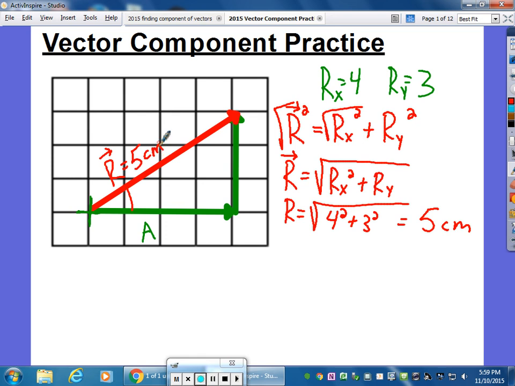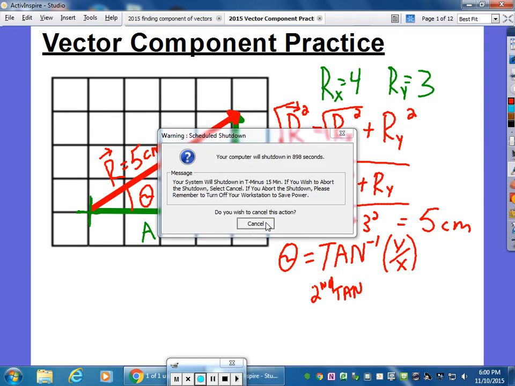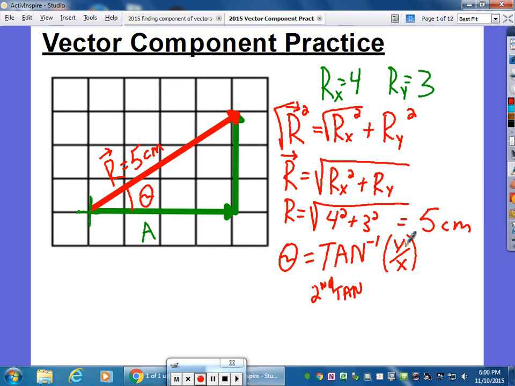And now we're going to solve for the direction of the resultant vector by using another formula, which is theta. So this is the theta value right here, is going to be equal to the inverse of the tan function. So that's second function tan in your calculator. And then you take the y component over the x component. So when you hit second function tan, it's going to open up these parentheses and allow you to put in this fraction, and you will put in the y over the x.